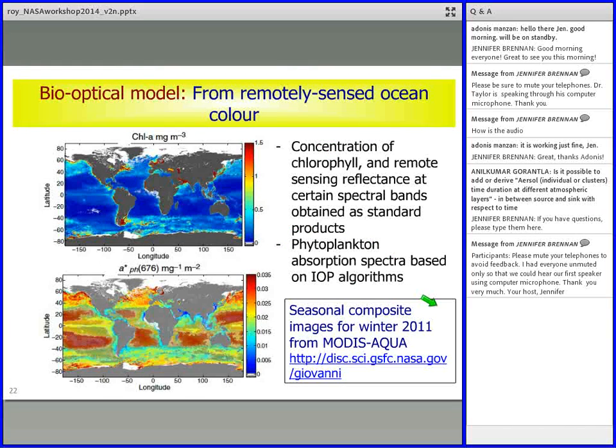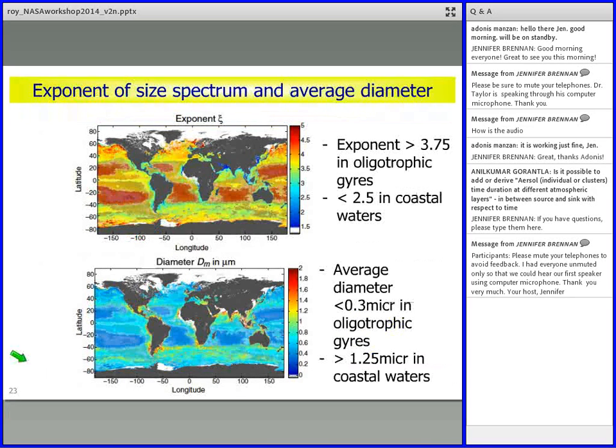This model then can be used to compute the size classes from satellite. And here we used again the Giovanni MODIS Aqua data. This is a particular image of winter 2011. This is the chlorophyll concentration, and we computed the specific absorption coefficient of phytoplankton at the red band using an IOP, inherent optical property, algorithm. And then we applied our model to compute the exponent of the phytoplankton size spectra. This is that, and the average diameter of the cells present.